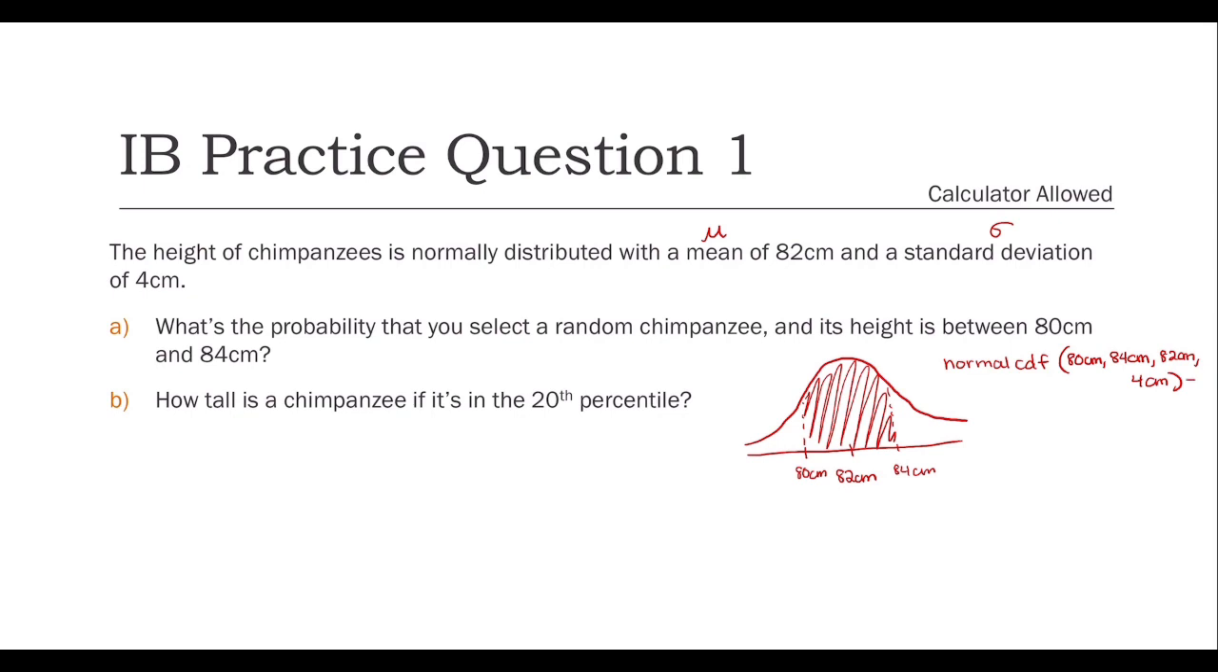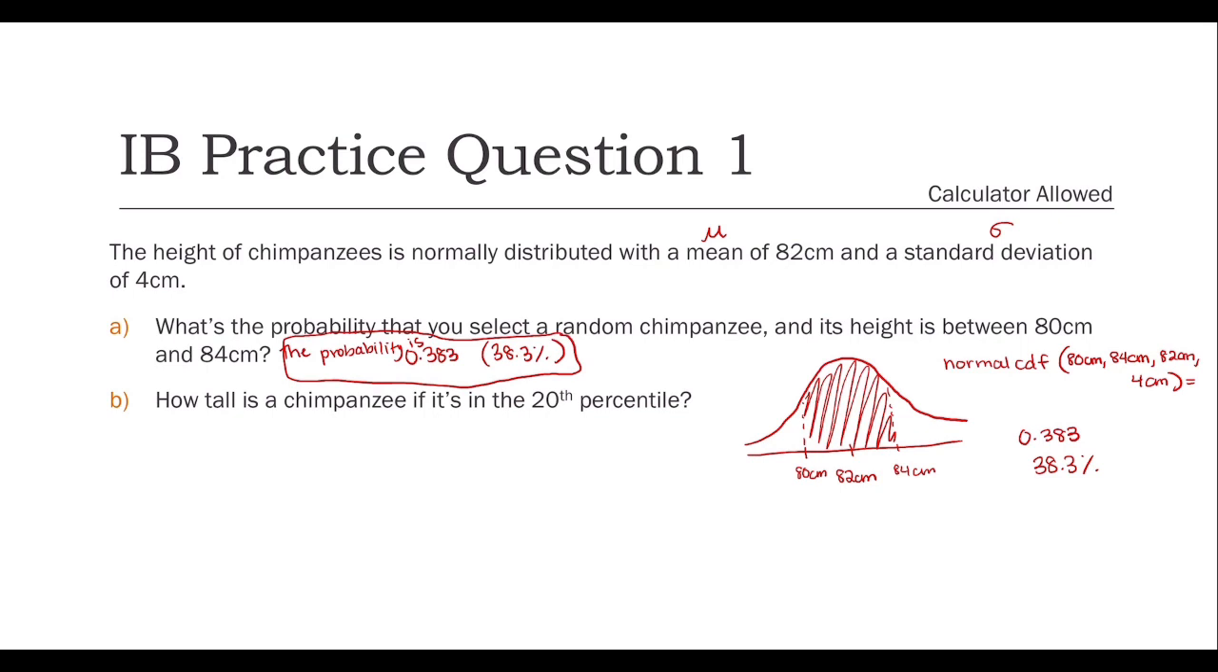And when you hit enter, you'll get a result of 0.383. So this means there's a probability of 0.383 that you would select the height between 80 centimeters and 84 centimeters. So it's a 38.3% chance. So 0.383, which is 38.3%. And with statistics, a lot of the time you want to answer in a full sentence. So you could say the probability is that.